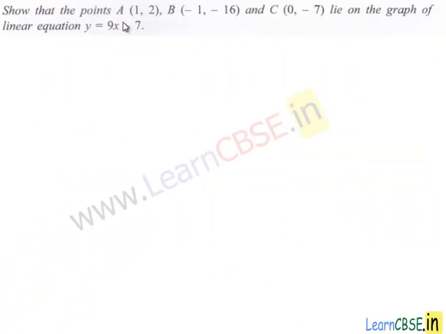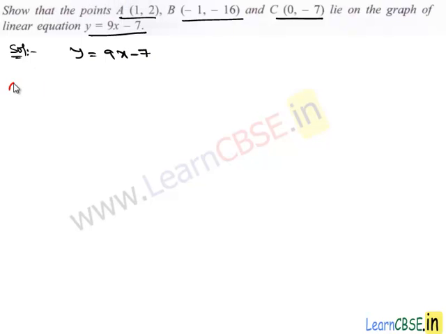Let's move to the next question. In this question, we have to show that the points A (1, 2), B (-1, -16), C (0, -7) lie on the graph of the linear equation y is equal to 9x minus 7. So let's work out the problem. Here we take the given equation y is equal to 9x minus 7. And we are given the 3 points.